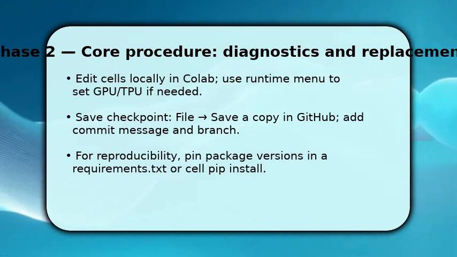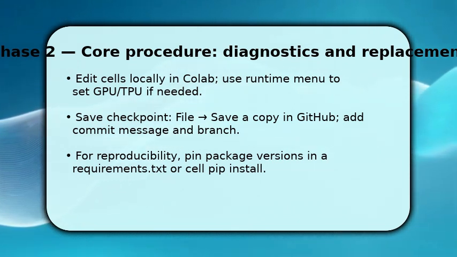To commit changes, choose File, right arrow, save a copy in GitHub, fill in a concise commit message, and select an existing branch or create a new one. This creates a commit directly.